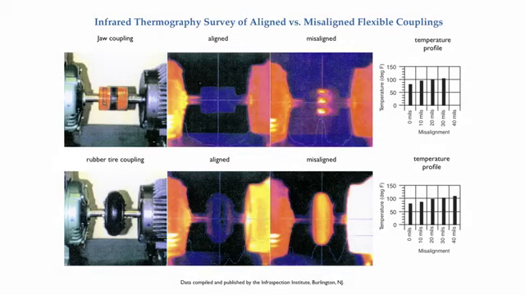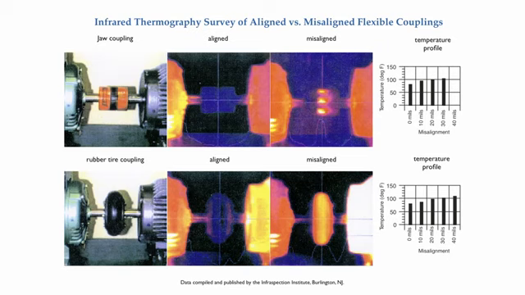Here are 2 of the 6 couplings that were tested: a jaw-type coupling and a rubber tire-type coupling. On the far left is a regular photograph of the flexible coupling with the generator on the left and the motor on the right. The middle image is the thermal image of the coupling when it was extremely well aligned. To the right of that is the thermal image of the coupling in its most extreme misalignment condition, and on the far right is a graph showing what happened to the temperature as the motor was misaligned 10, 20, 30, and in some cases 40 mils.